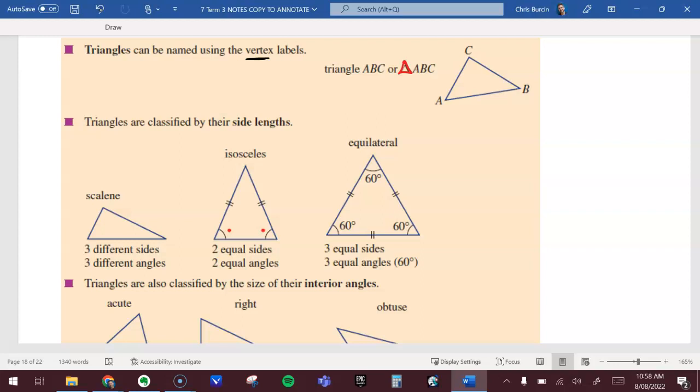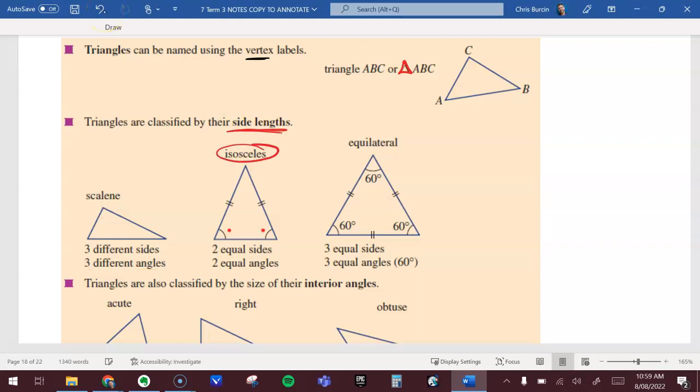Triangles can be classified by their side length. So what type of triangle are we talking about? A scalene triangle, all three sides are different. All three angles are different. So if I measured this angle, it would be a different angle than this angle, which would be a different angle than this angle. So scalene is the oddball. Everything is off. Everything is different.